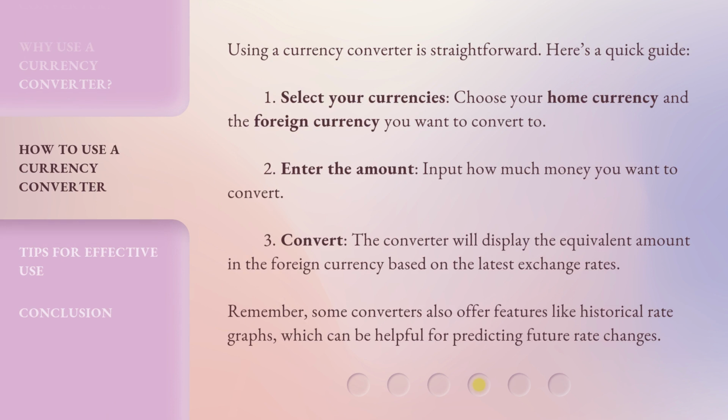Using a currency converter is straightforward. Here's a quick guide. 1. Select your currencies. Choose your home currency and the foreign currency you want to convert to. 2. Enter the amount. Input how much money you want to convert. 3. Convert. The converter will display the equivalent amount in the foreign currency based on the latest exchange rates. Remember, some converters also offer features like historical rate graphs, which can be helpful for predicting future rate changes.